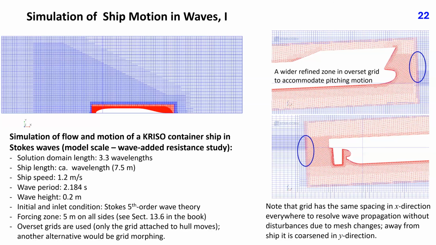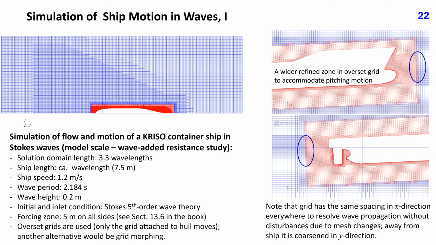To keep the solution domain small, the solution was forced toward the Stokes fifth-order theory in a zone 5 meters wide along inlet, outlet and side boundary. The hull is free to heave and pitch, and only 1/2 of the flow domain was considered using a symmetry condition in the midplane.